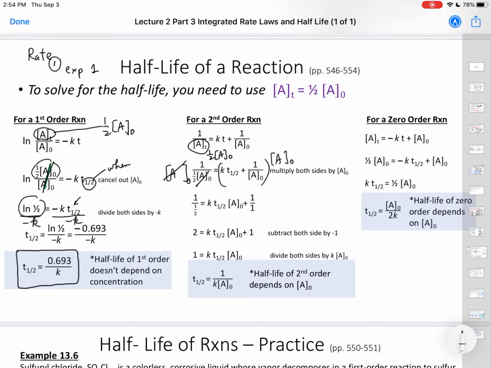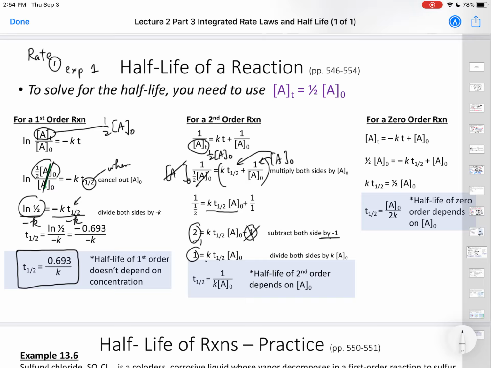Okay, this cancels out. You get 1 over 1/2, which is basically 2. Okay, and this distributes in. This times this becomes 1 over 1, or 1. And it becomes a of 0 times k times t 1/2. You're going to subtract both sides by -1, get rid of this. 2 minus 1 is 1.